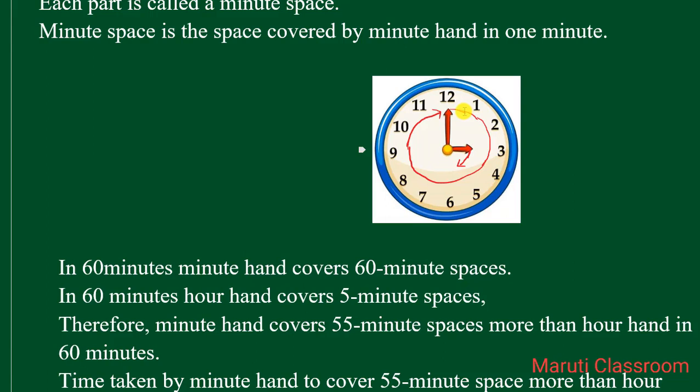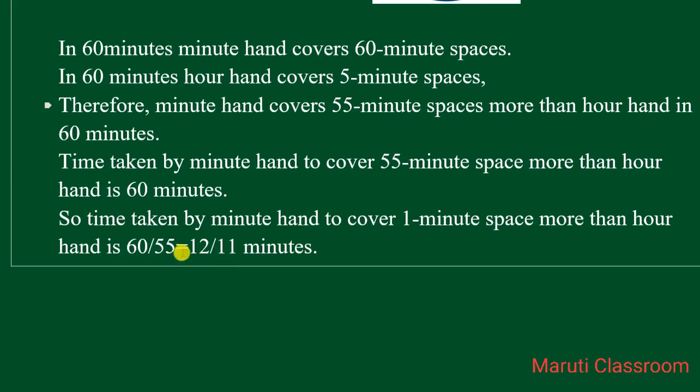For example, A equal to 7, B equal to 2, A is how much more than B? 5 more than B. Similarly, minute hand covers 55 minute spaces more than our hand in 60 minutes. Or time taken by minute hand to cover 55 minute spaces more than our hand is 60 minutes. So time taken by minute hand to cover 1 minute space more than our hand is 60 by 55, that is equal to 12 by 11 minutes. You remember this as a formula. We will use it later to solve the problems.